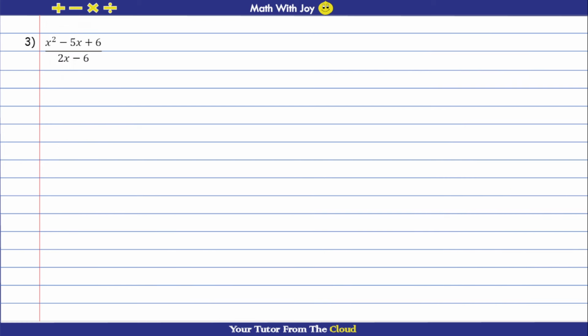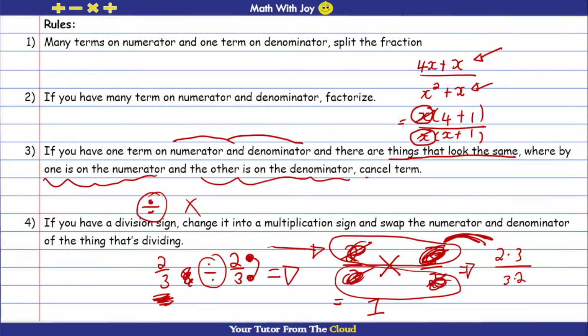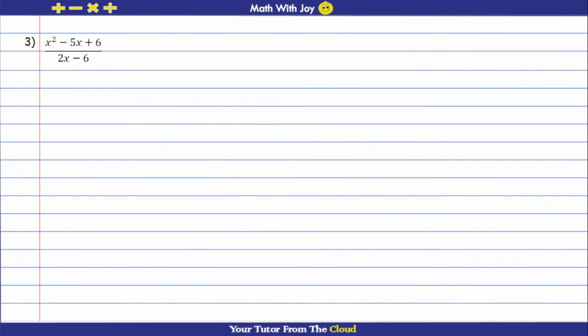Now, number 3, we have initially many terms at the top, which is 3 terms, and you have 2 terms at the bottom of the division line. So what you want to do here is factorize. That's the rule that we have learned over here, rule number 2. Okay, so we are applying that.